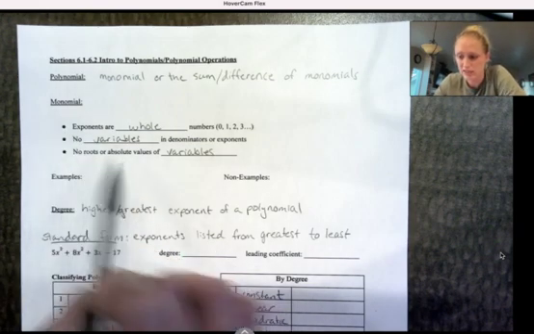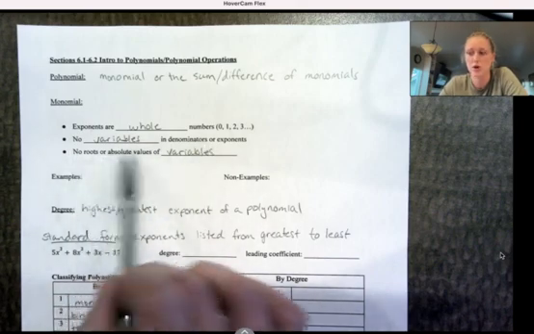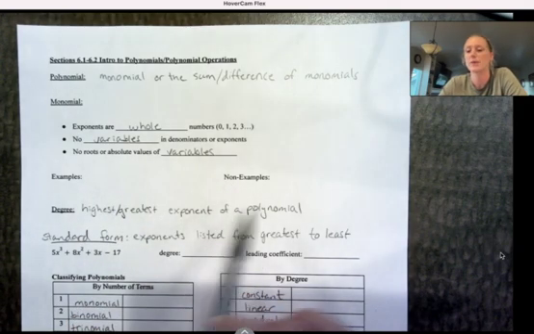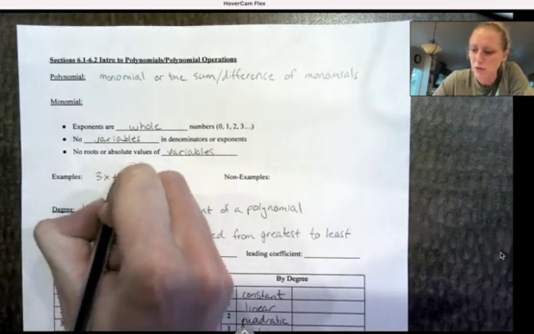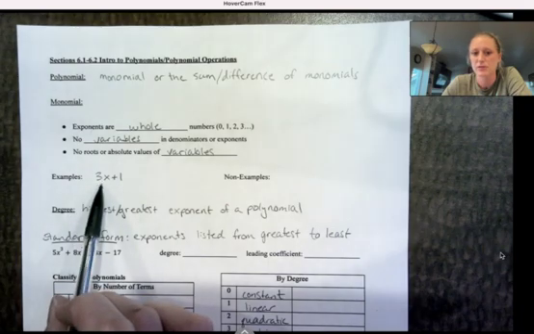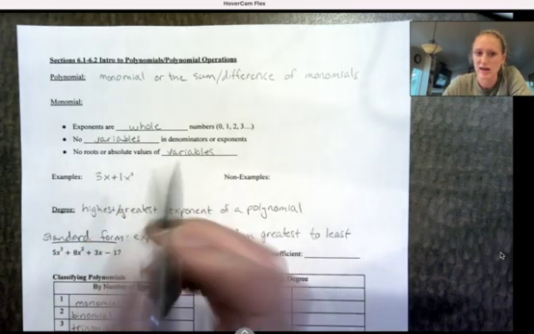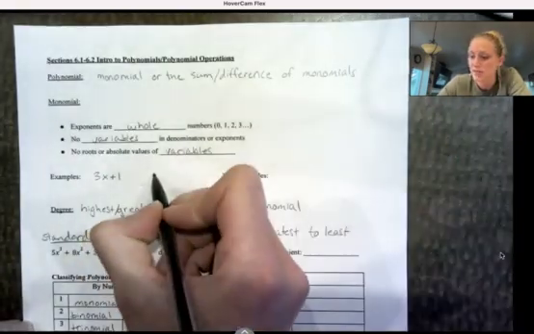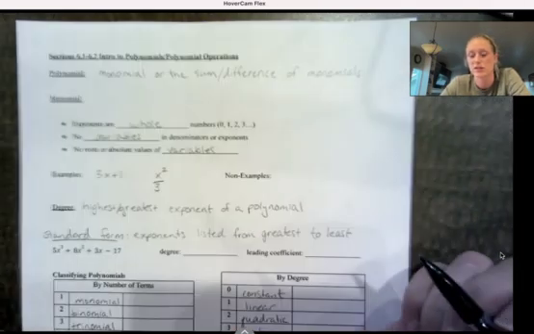So what is a monomial? Again, the exponents must be whole numbers: 0, 1, 2, 3. There are no variables in the denominators or the exponents, and there are no roots or absolute values of variables. Some examples might be something like 3x plus 1. I have variables, and the exponent on this variable would be 1. I could actually think about this having the variable x to the 0, so that is a whole number, that's fine. I can have fractions, but the variable just can't be in the denominator. So I could have something like this. That is also considered a monomial.